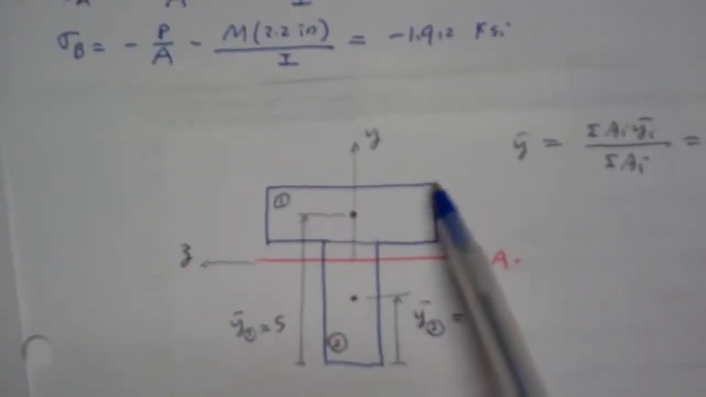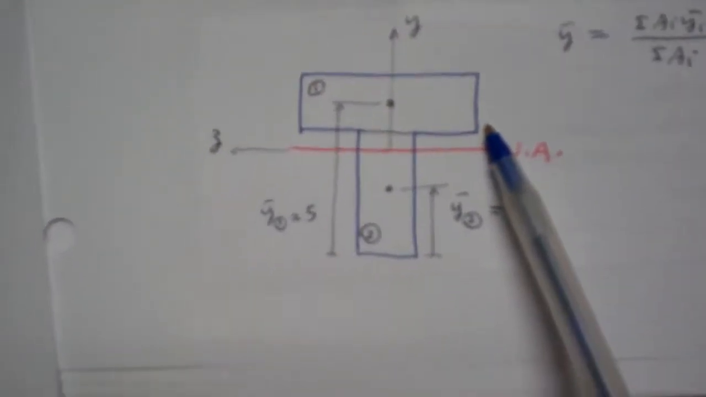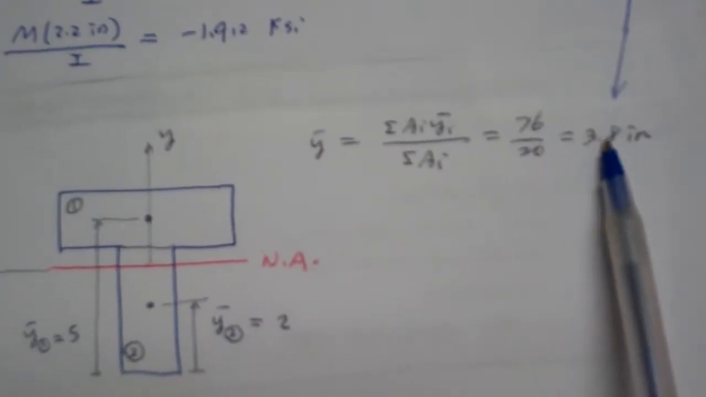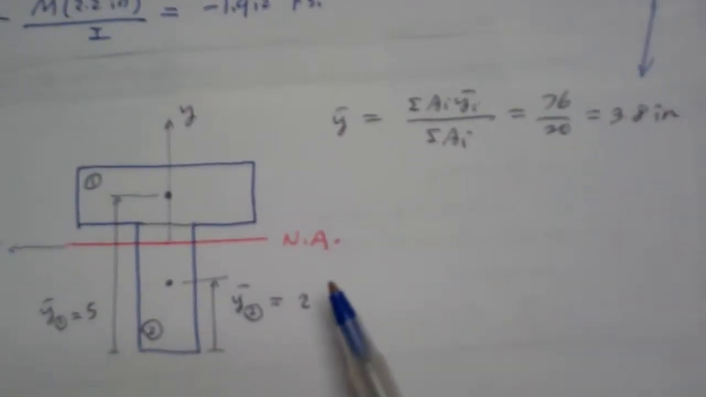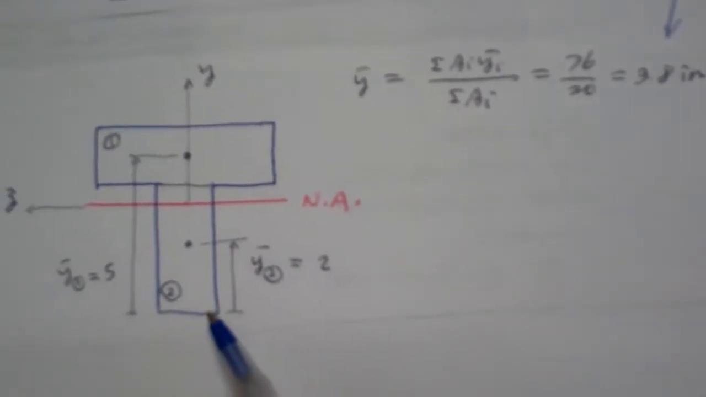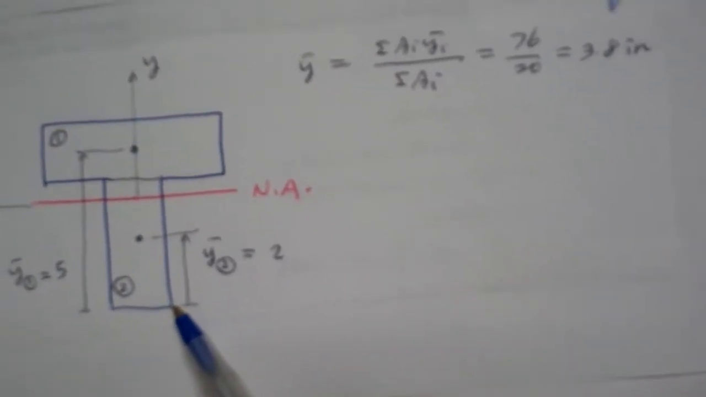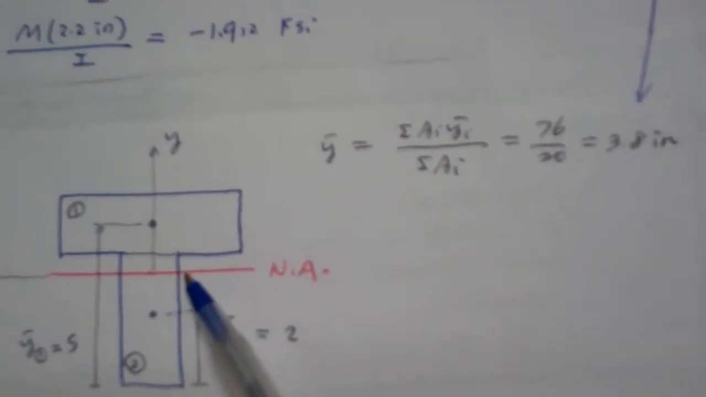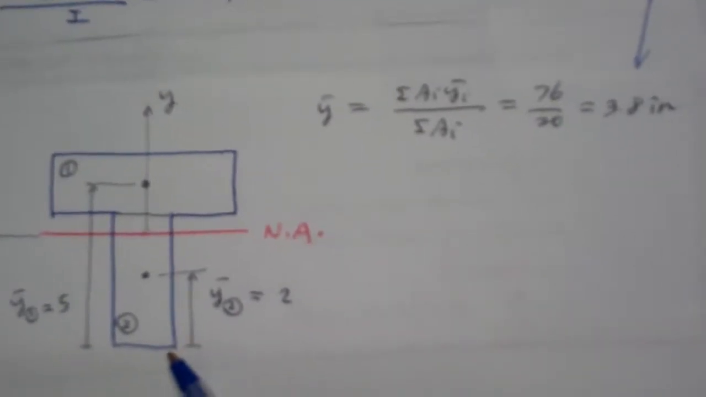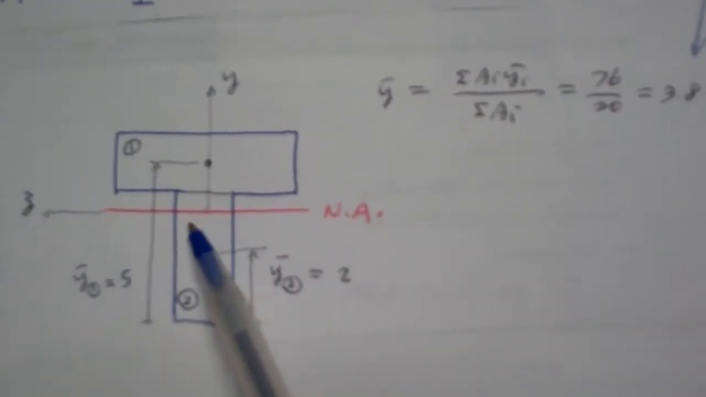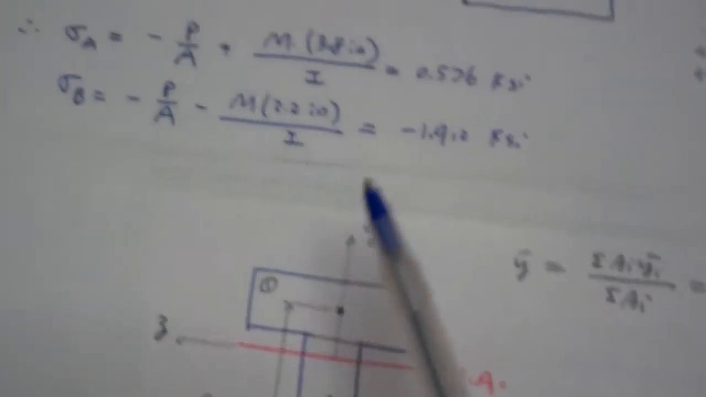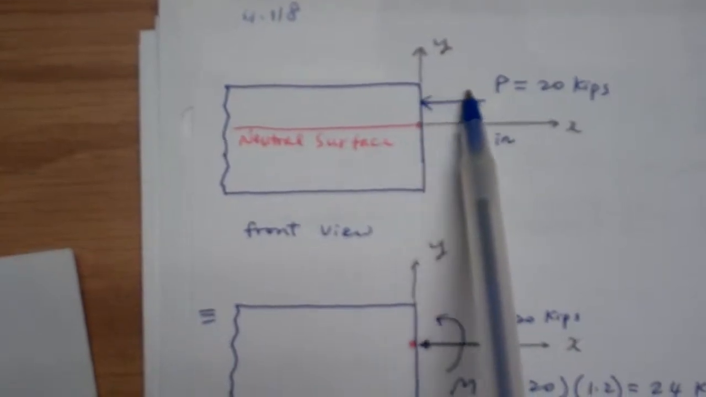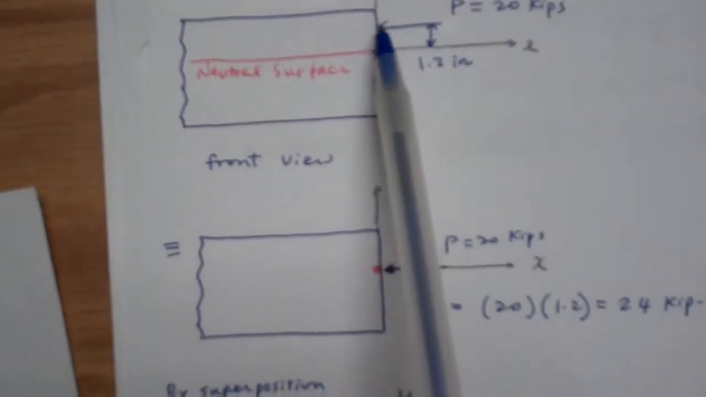This is the T-shaped cross-section, and we utilize our equations. We locate the centroid, which is 3.8 inches above the bottom face. So here we locate the centroid. Now we put our coordinate system xy with the origin at the centroid here.